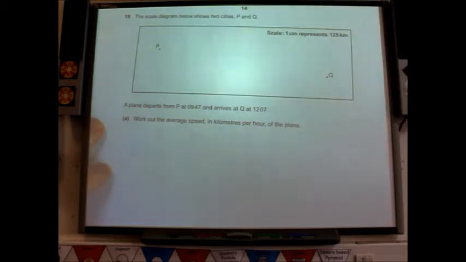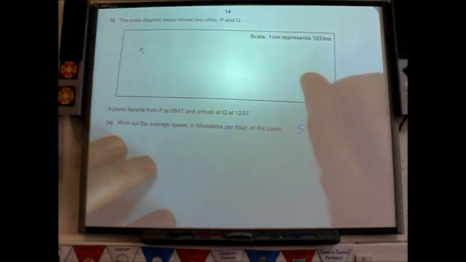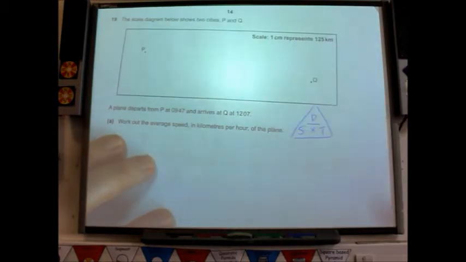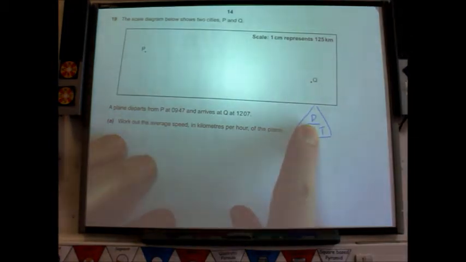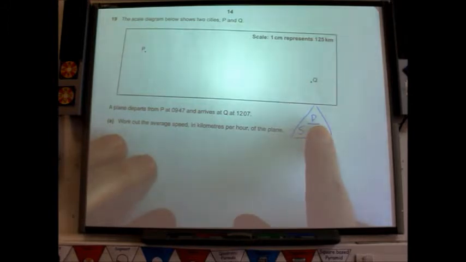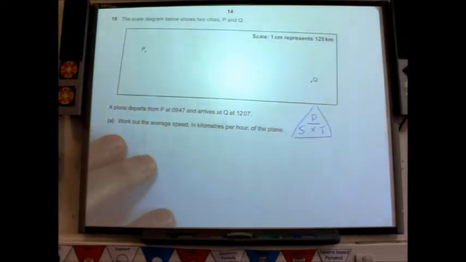The formula you need to be aware of for speed, distance, time can be shown in this triangle: speed, distance and time. You would have seen this in your science lessons, I would have thought. And using this, you can say, well, the formula for speed is distance divided by time, the formula for time is distance divided by speed, and the formula for distance is speed times time. Right, we're trying to work out the average speed.